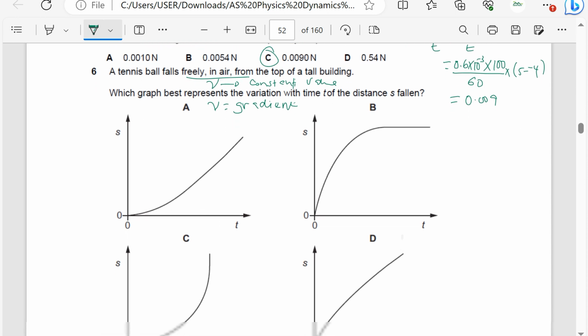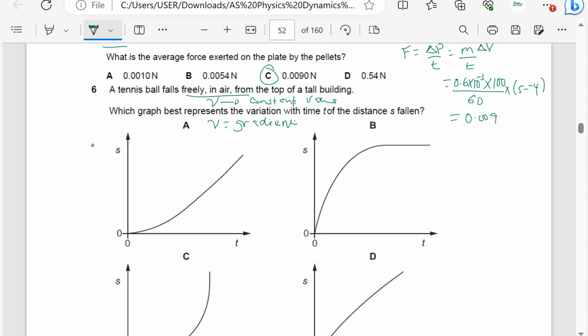Let's inspect. This one shows that the gradient becomes 0, so here v is 0. But the ball is falling; the speed increases until it becomes constant. Here the gradient decreases to 0, yet v should increase to a constant value. So the curve must have an increasing gradient that then becomes a straight line, which means the answer is going to be A.